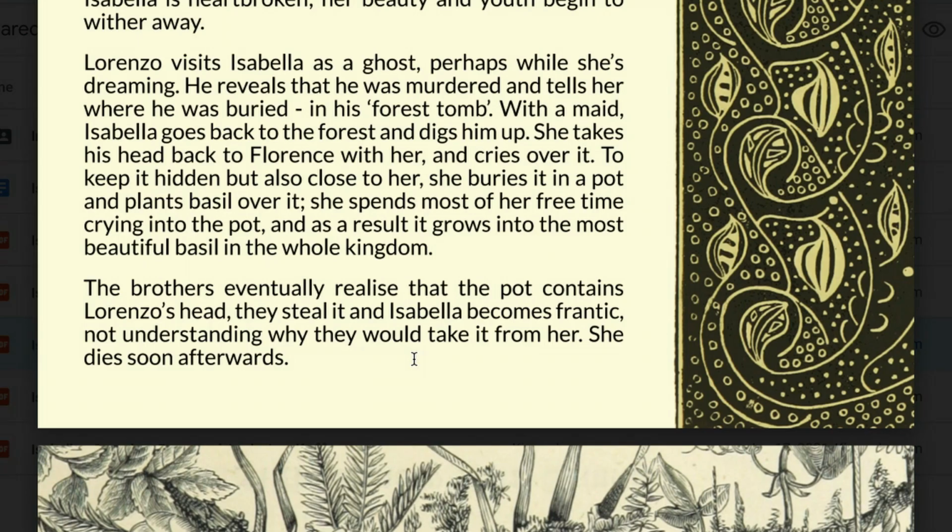And most of her time, apart from occasionally to sleep, occasionally to eat, she sits next to this pot and she cries. And because it's watered by her tears and it's fed by the mouldering head of Lorenzo, this basil becomes incredibly beautiful and fragrant. Keats uses words like balmy to describe it, which means it's very rich and sweet smelling. So it's kind of a crazy thing that there's this very beautiful basil growing out of the union of Isabella and Lorenzo.